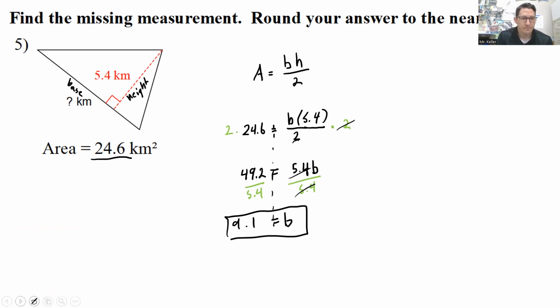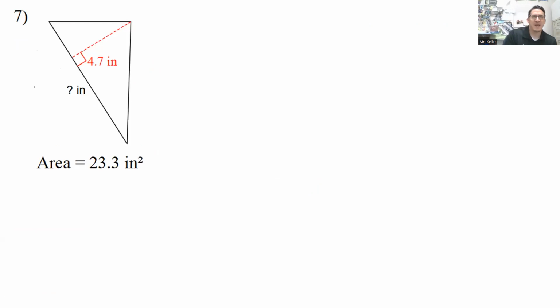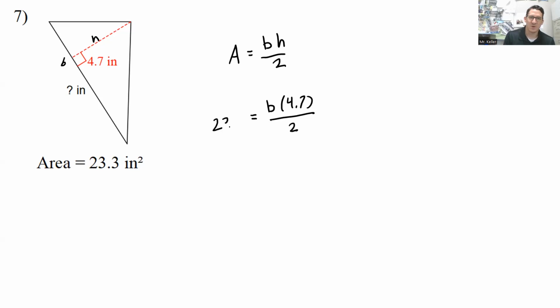Yeah. Let's do another one like that. So same thing. We don't know the base here. This is the height here. And the area is 23.3. So area is equal to base times height divided by 2. The base, we don't know what it is, B. The height is 4.7. We're dividing that by 2, and the area is 23.3. So just plug in the values where you know, and then solve, just like we did last time.